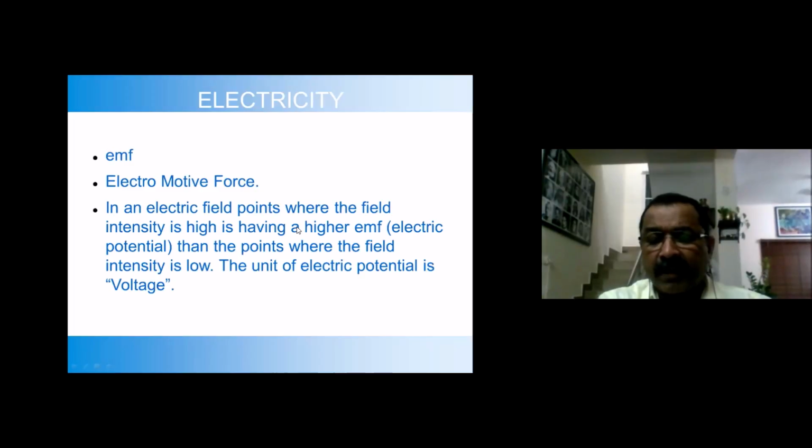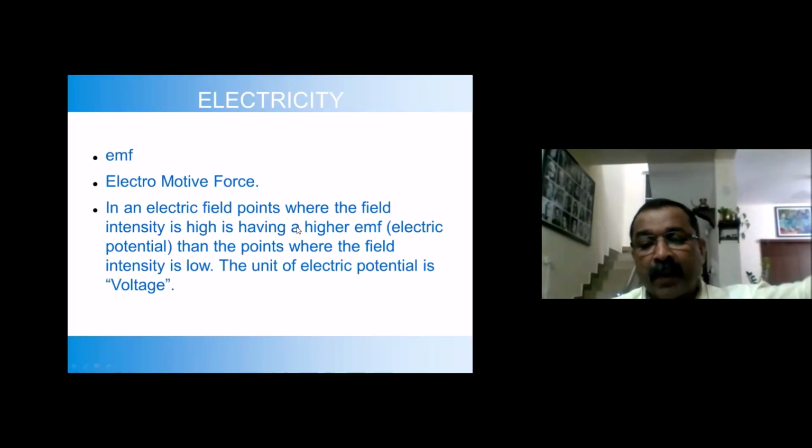So it all depends upon the electric potential, upon the charge distribution. At one point, if the electric potential is high, it means that more and more charges are there. Charges are accumulated at that point.